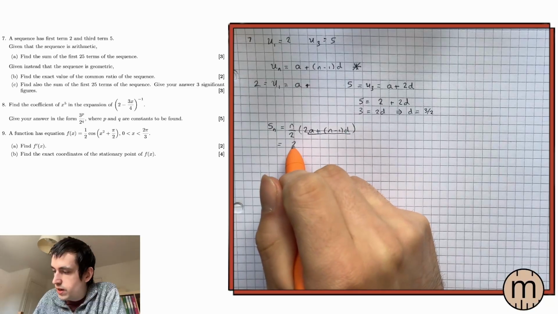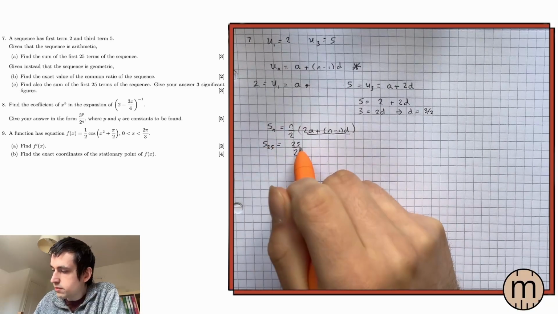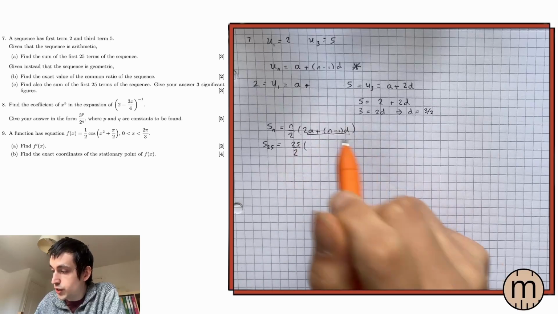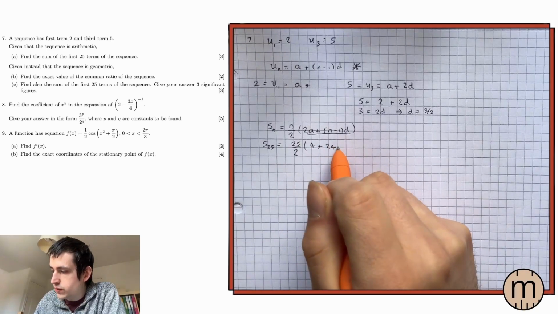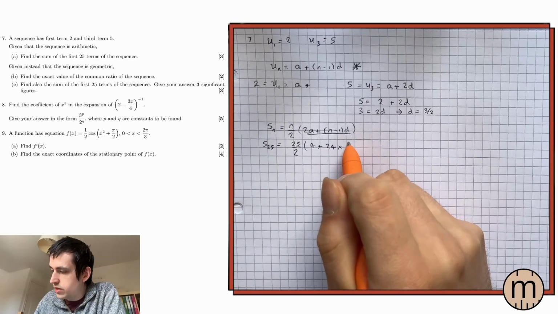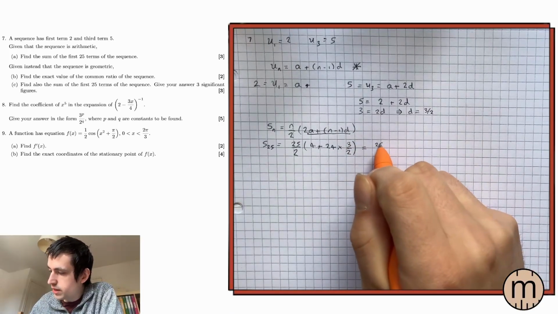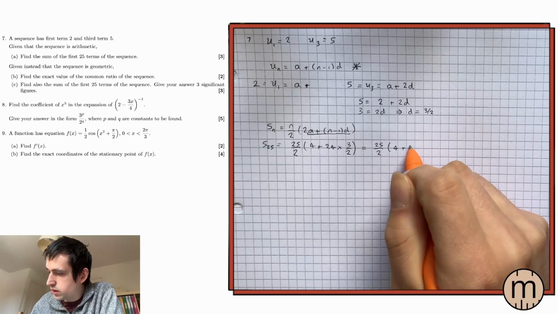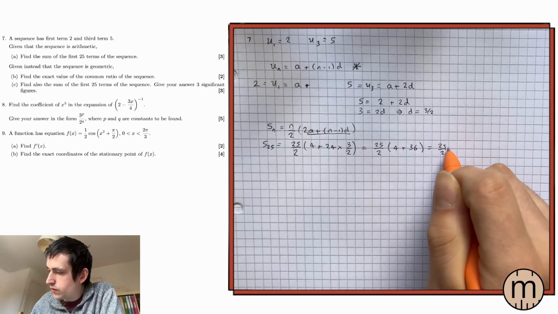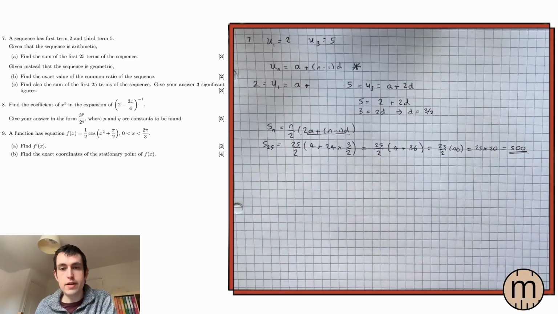So let's see, 25 over 2. 2 lots of A. A is 2, so that's going to be 4. N minus 1 is 24. And then d is 3 over 2. So let's put it all together, see what we're going to get. 25 over 2, 4 plus 12 times that, 36. 25 over 2 times 40, 25 times 20, which is equal to a lovely round 500.